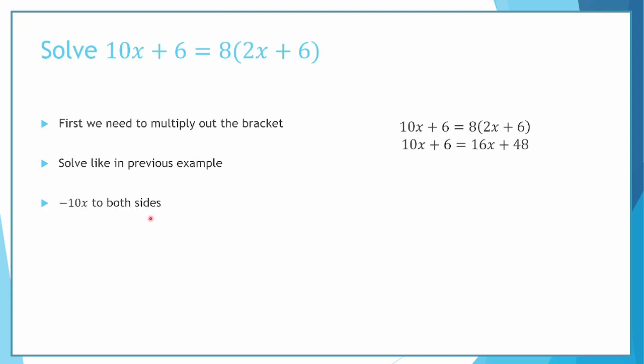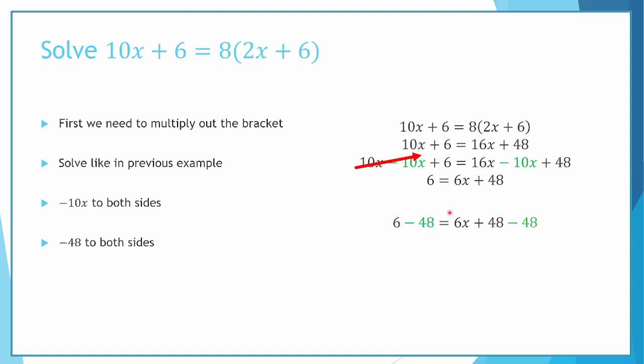So the first thing we're going to do is we're going to minus 10x to both sides. So 10x minus 10x plus 6 is equal to 16x minus 10x plus 48. Of course, this 10x and this 10x cancel each other out. So on the left side, we're left with just 6. 16x minus 10x gives us 6x and the 48. Then we're going to minus 48 both sides.